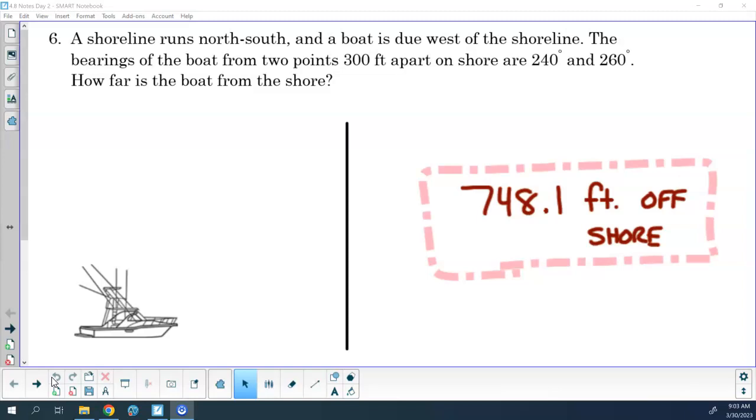It rounded out to, yeah, 748.1 feet off the shore.